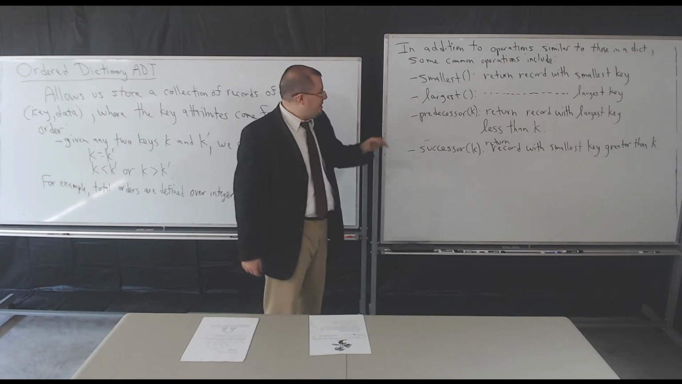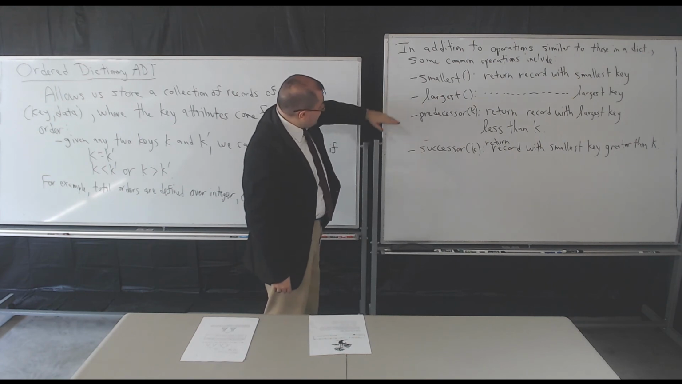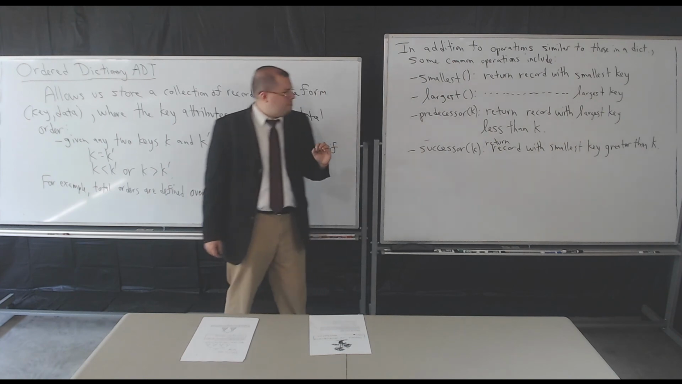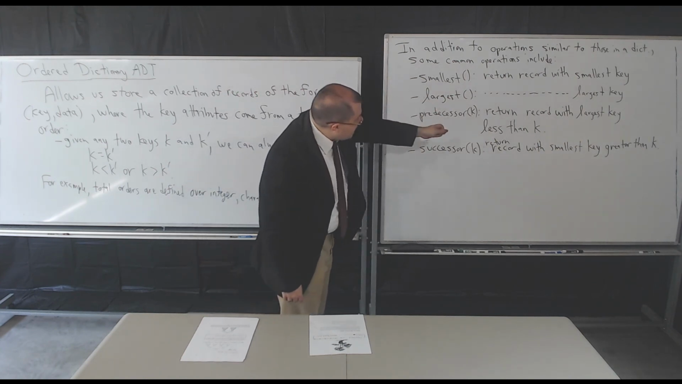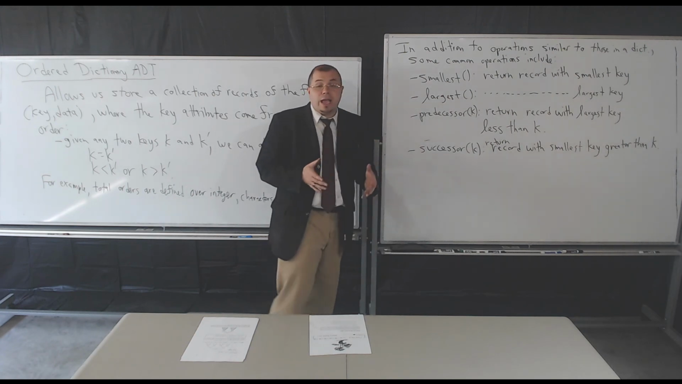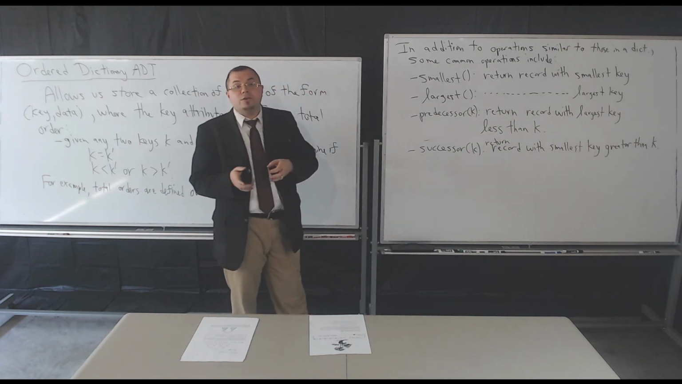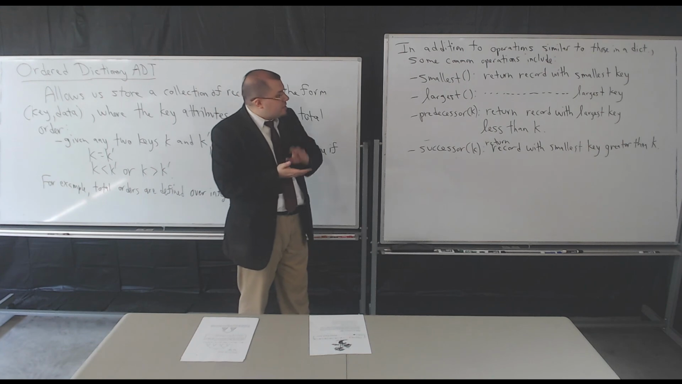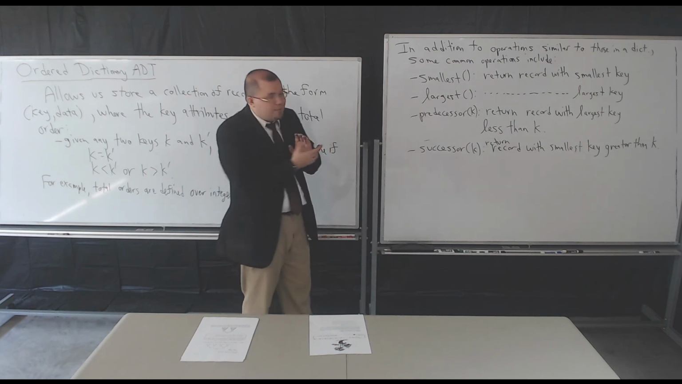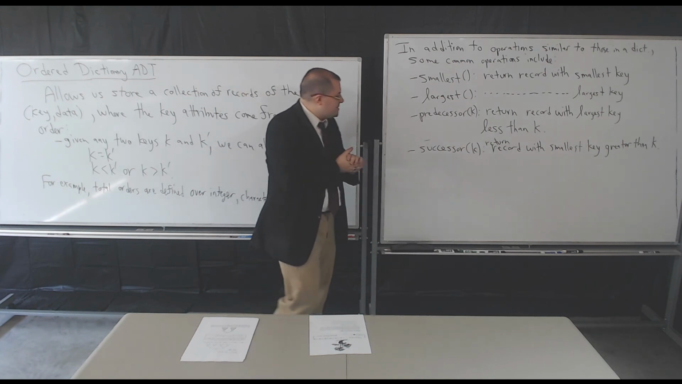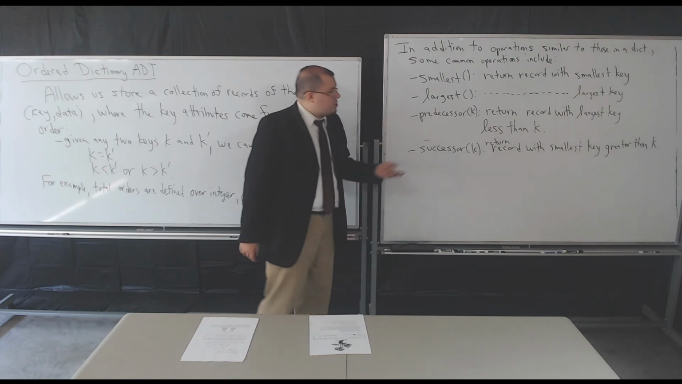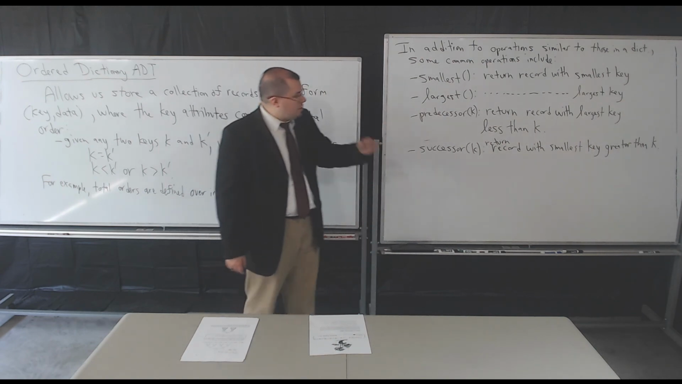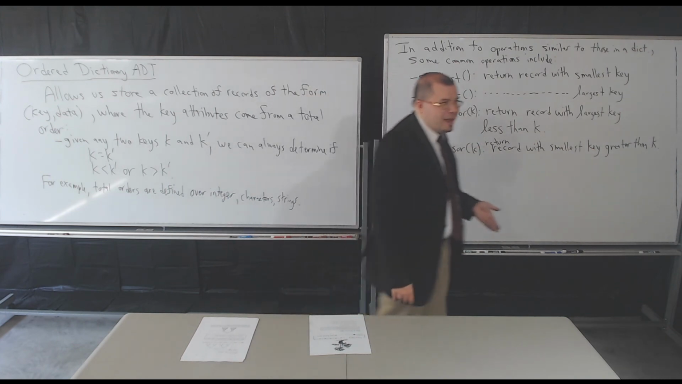I like talking about this. Predecessor: now this is where it gets a little bit weird. Predecessor returns the largest key less than k. So you give me some value k, and you give me back the record with the largest key that is less than that value. You'll see more of this kind of thing when we start talking about trees again. And successor returns the record with the smallest key that is greater than k.